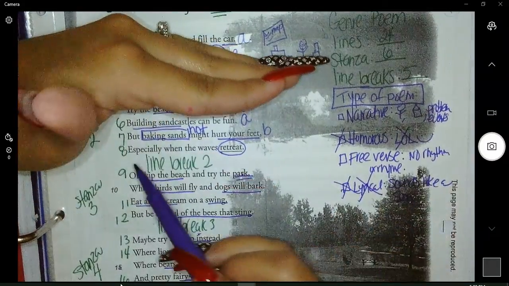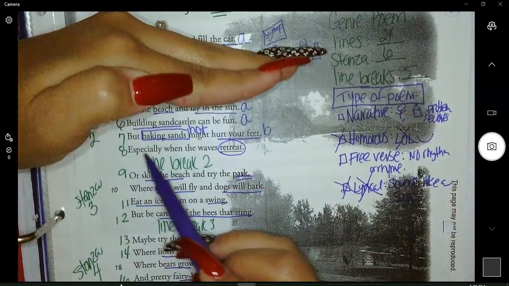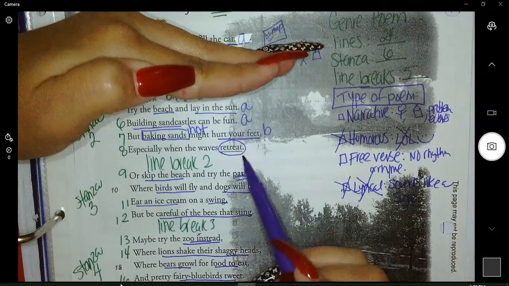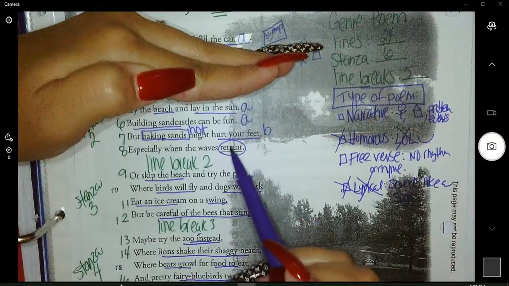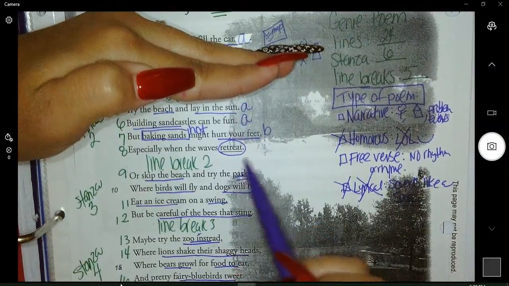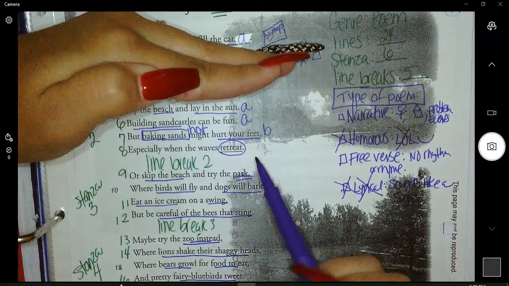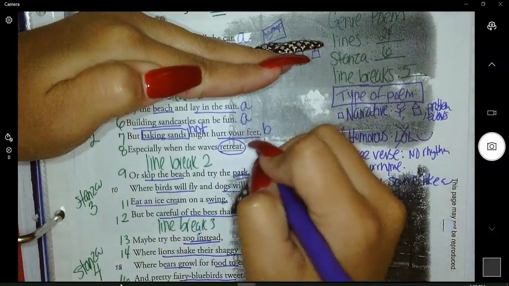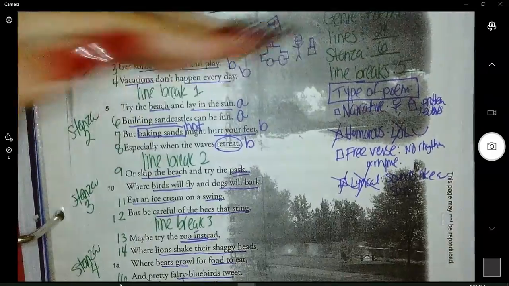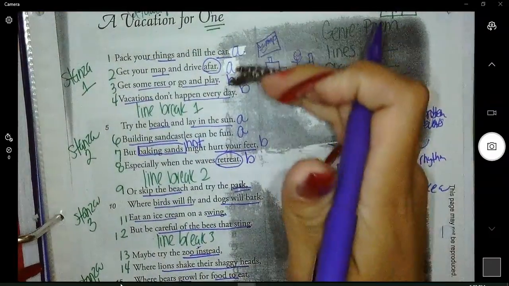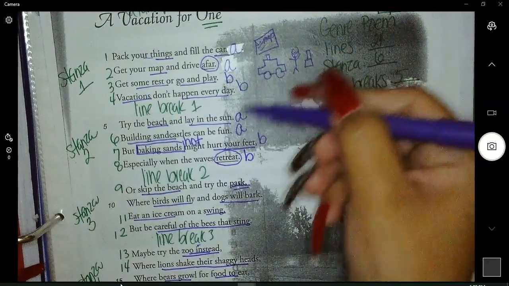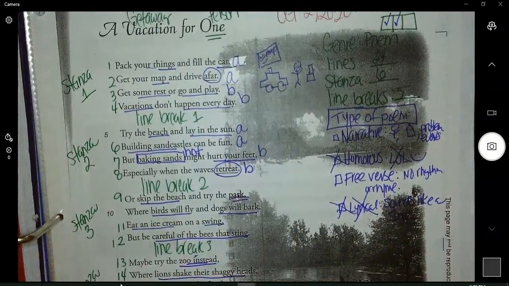Okay? Let's look at this next one. Line 8: Especially when the waves retreat. So retreat and sun. Do they rhyme? No. What about retreat and fun? No. Retreat and feet? Yeah. So what letter is retreat? Letter B. Great job. So we have a pattern. We have rhyme. Right? We have A-A-B-B, A-A-B-B. This is what we have so far.